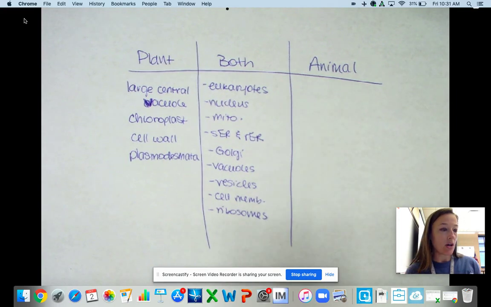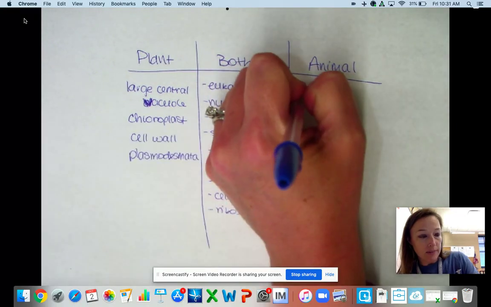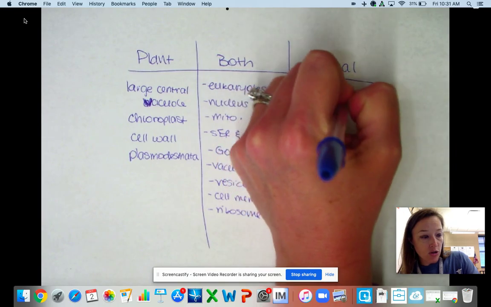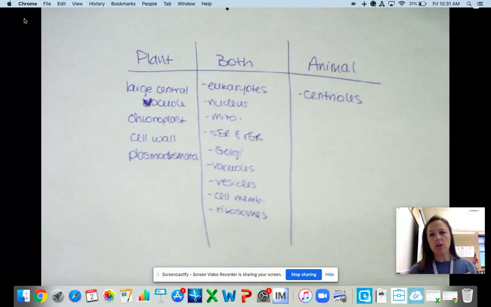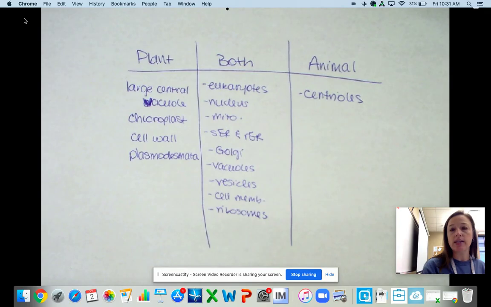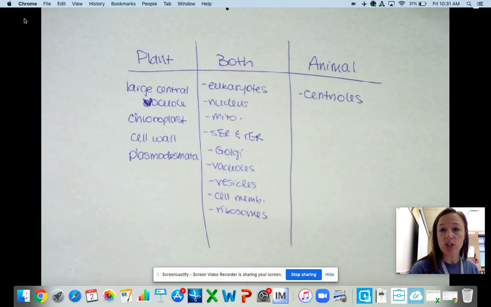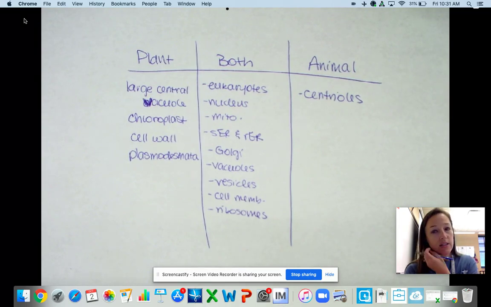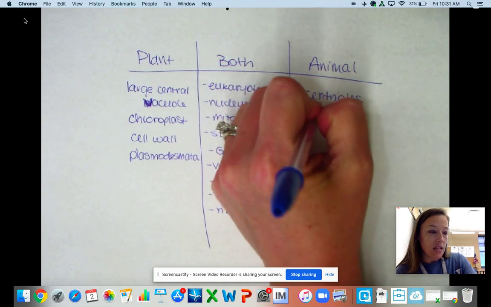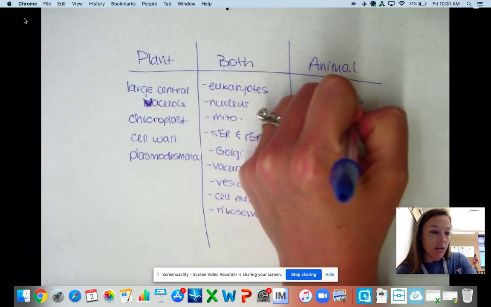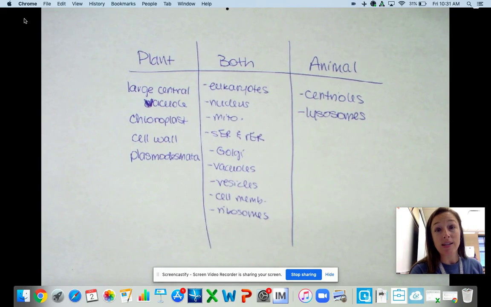All right, animals have, for the most part, we're just going to talk about two things: centrioles and lysosomes. Centrioles are cytoskeletal elements that are involved in the formation of spindle fibers during mitosis and meiosis, so cell division. Plants do form spindle fibers and all that. They just don't use centrioles. They have a different structure for that. And then lysosomes. There are some structures in plants that do lysosomal activity, so they do that digestion and cleanup. They're just not true lysosomes. And so those are the two big things.